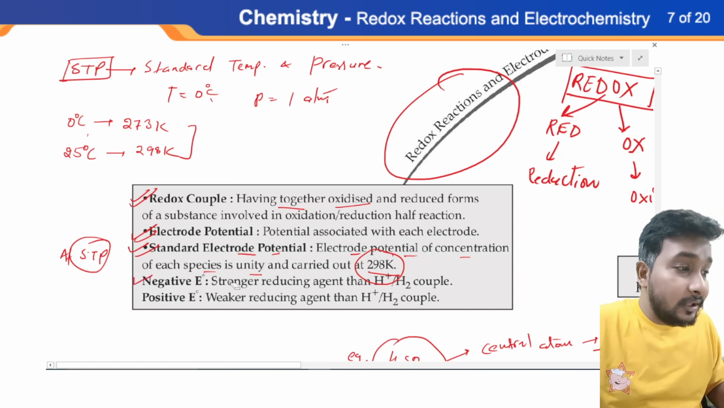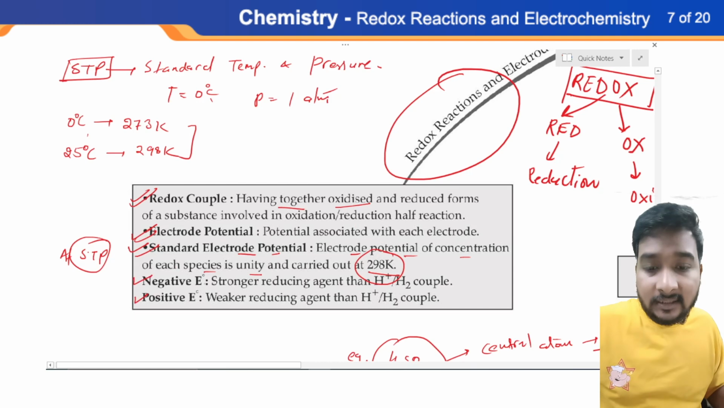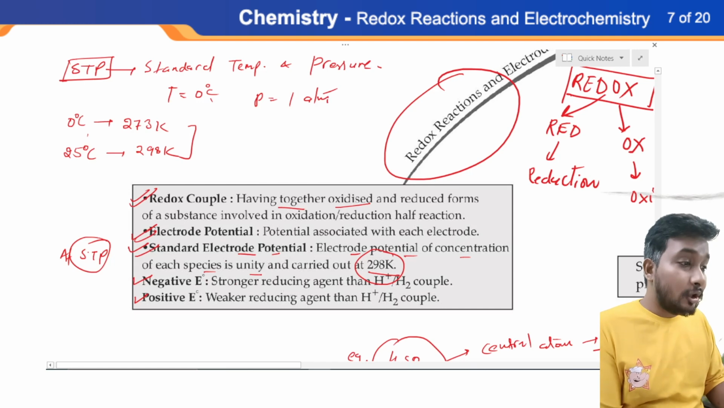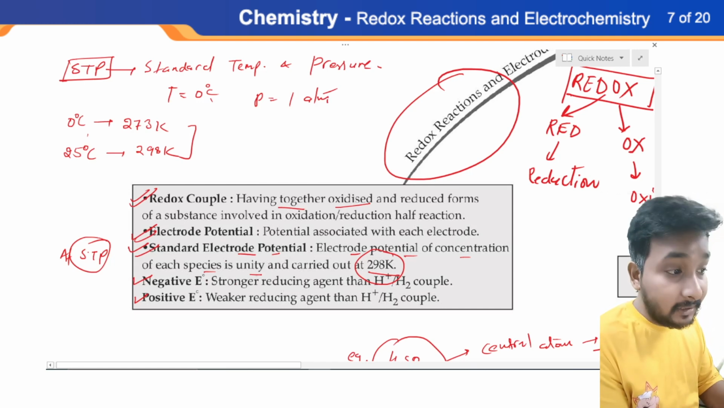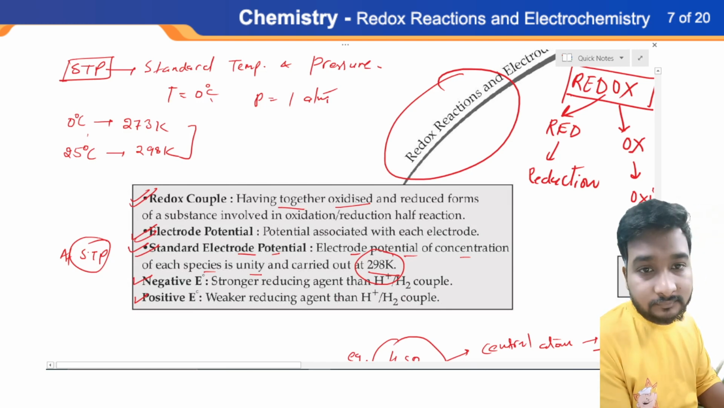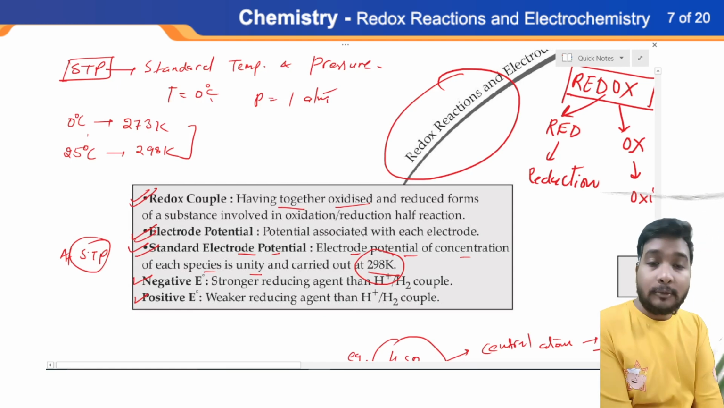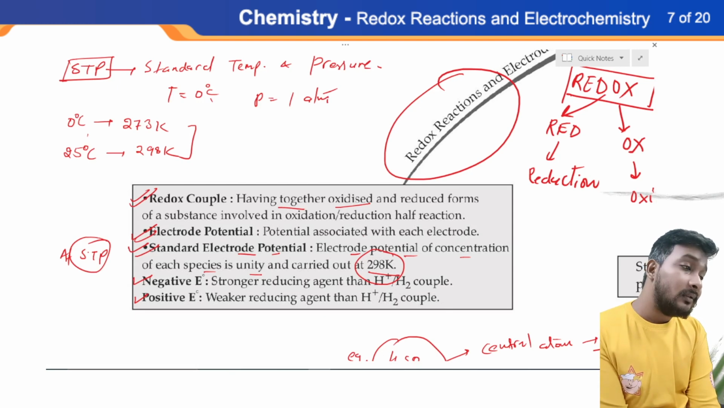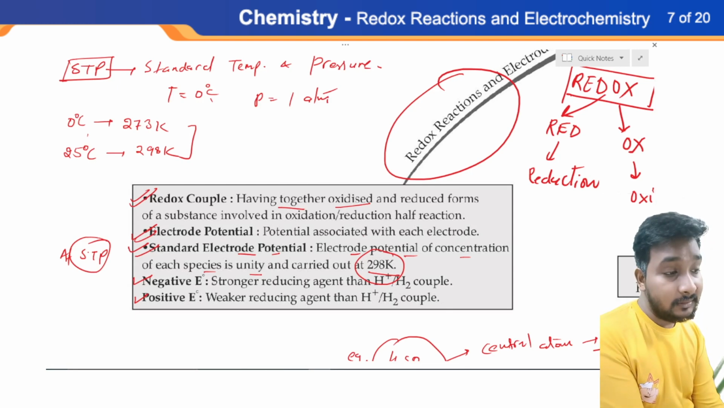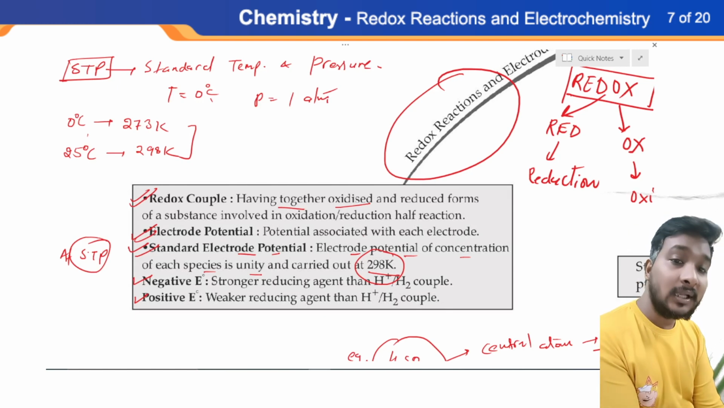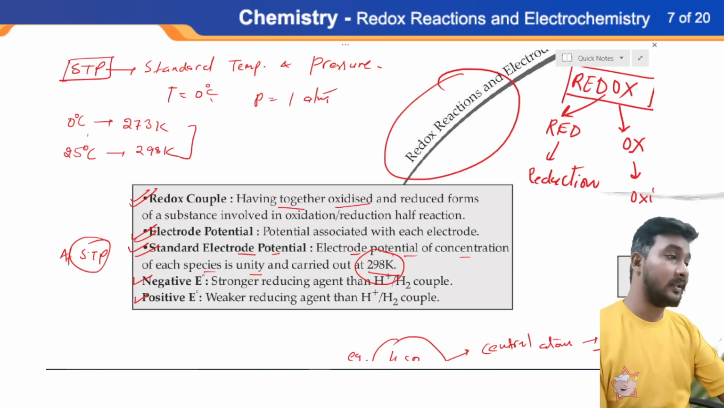Now, negative E naught and positive E naught. E naught stands for the electrode potential of the respective cell. Negative E naught means a stronger reducing agent than the H plus H2 couple, and positive E naught means a weaker reducing agent than the H plus H2 couple. So if you observe a positive E naught, that species is a weak reducing agent. But if you observe a negative E naught for any species, then that species is a stronger reducing agent.